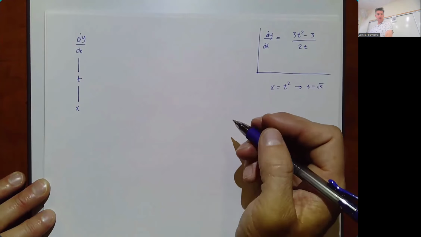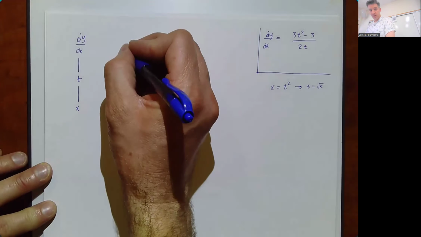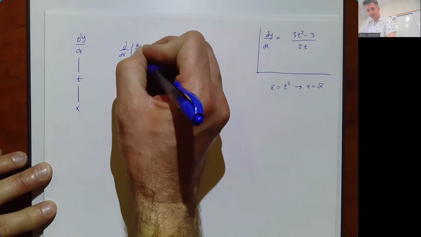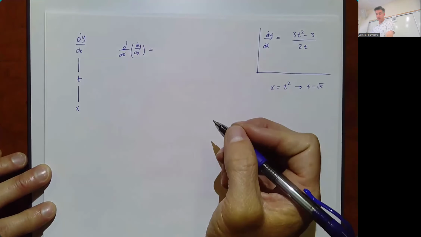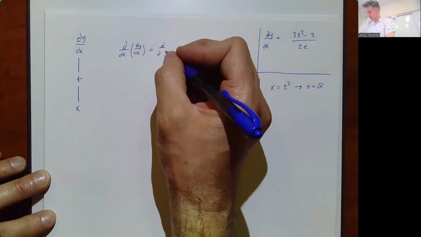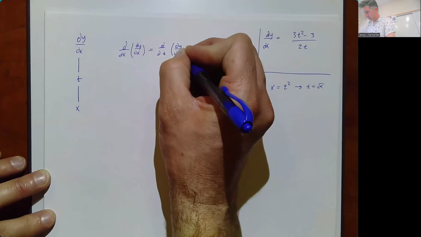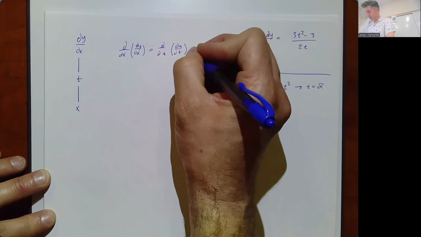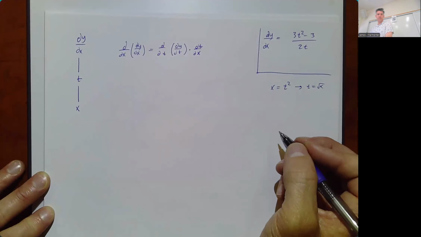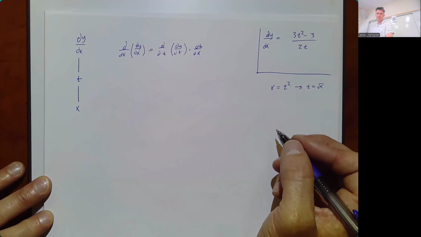Okay, so now here's what we're going to do. We're going to take the derivative of this. We're going to say, well, the derivative with respect to x of dy dx is going to equal the derivative with respect to t of dy dx times dt dx. Yeah, that feels right.